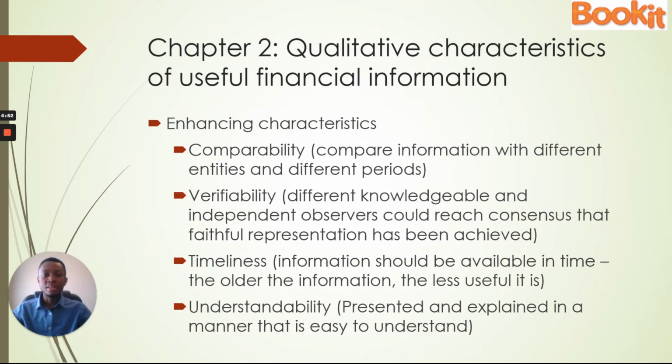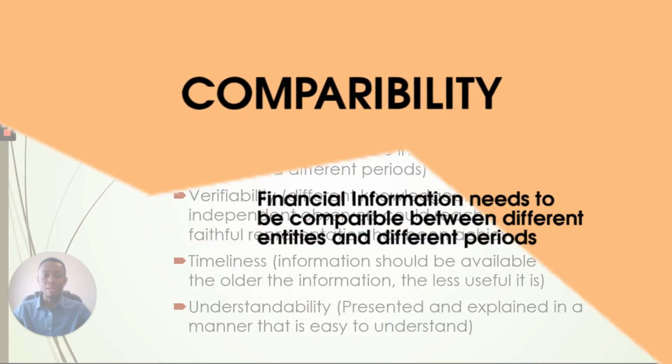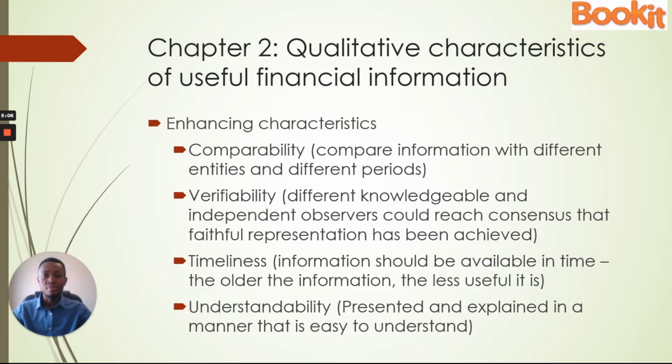Moving on to the enhancing characteristics of financial information, we look at comparability, meaning that financial information needs to be comparable between different entities and different periods. It also needs to be verifiable, meaning that different knowledgeable and independent observers could reach consensus that faithful representation has been achieved. It also needs to be timely, meaning that financial information should be available as soon as possible. And it goes by the principle that the older the information, the less useful it is.